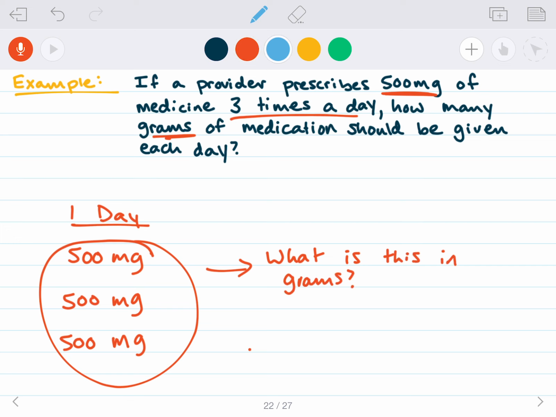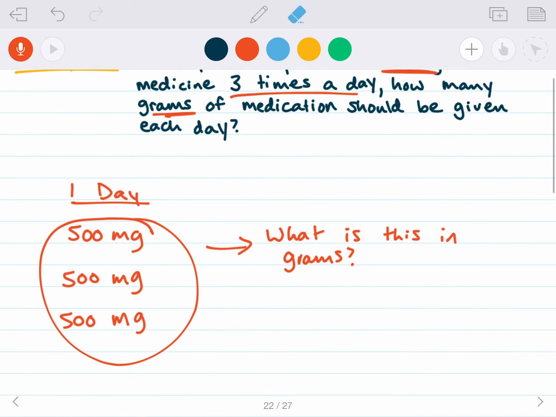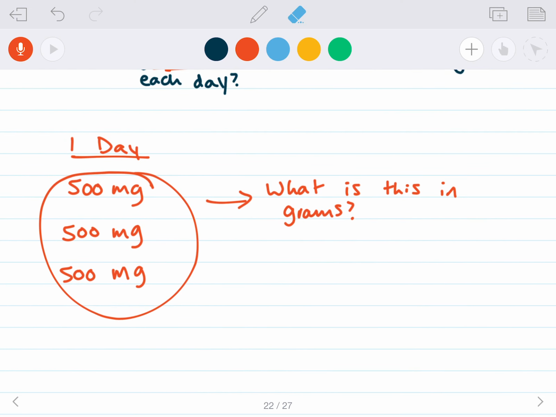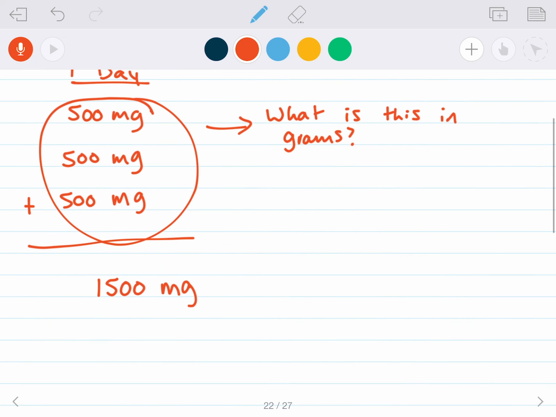That's our question. Well, first of all, we need to figure out how many milligrams this is in total. And so we just add them together to give us that this medication is 1,500 milligrams. Okay, so how do we go from milligrams to grams? Well, there's a fancy word, or fancy words, dimensional analysis. But I'm going to try to break this down as much as I can here.